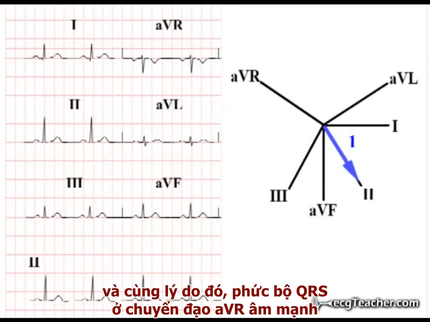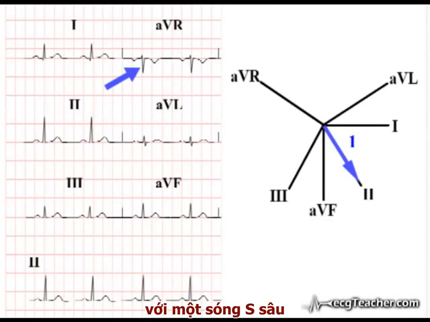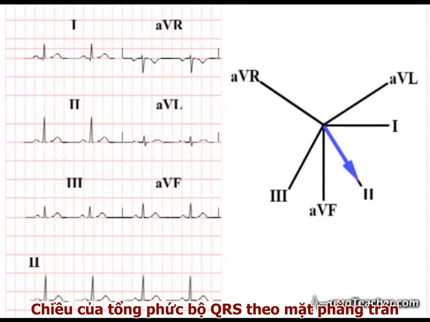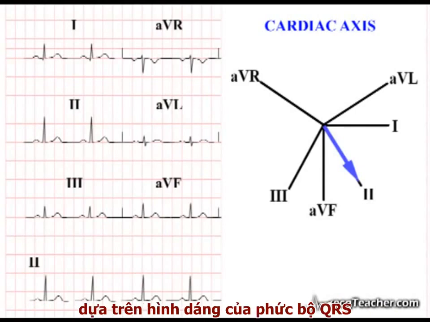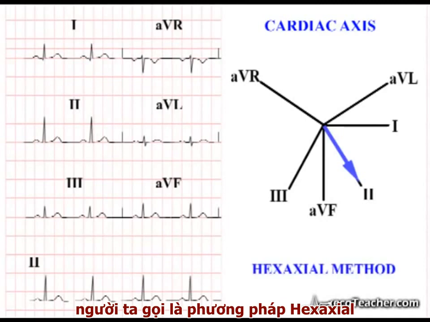Consistent with this, the QRS complex in lead AVR is strongly negative, with a deep S wave and little R wave activity. The direction of the total frontal QRS vector is called the cardiac axis, and we've just estimated its position based on the morphology of the QRS complexes in the frontal leads, the so-called hexaxial method.